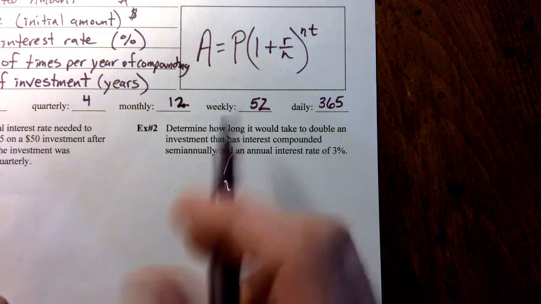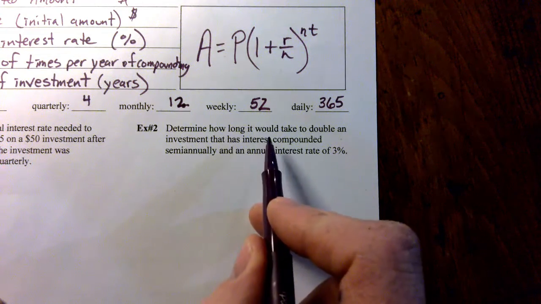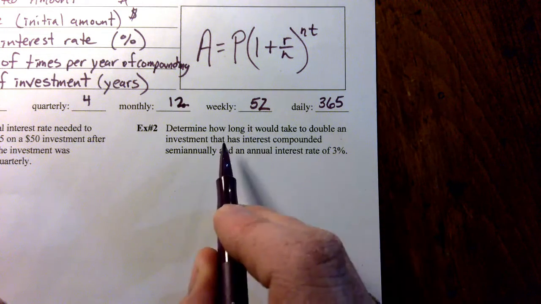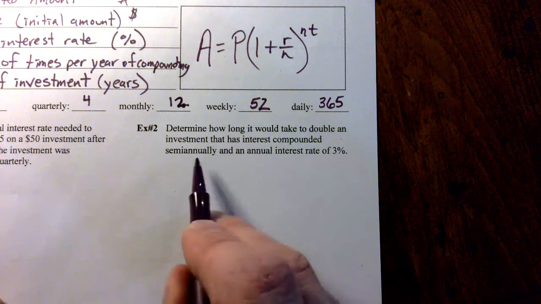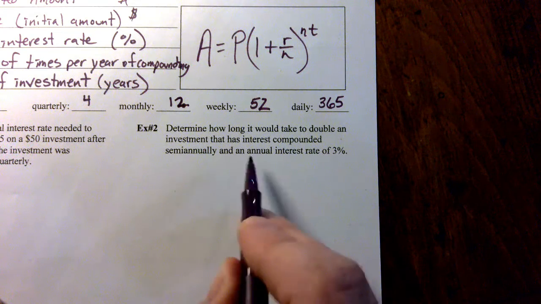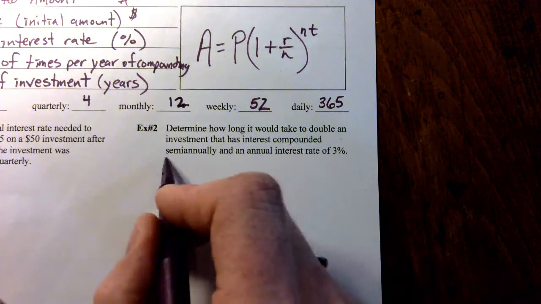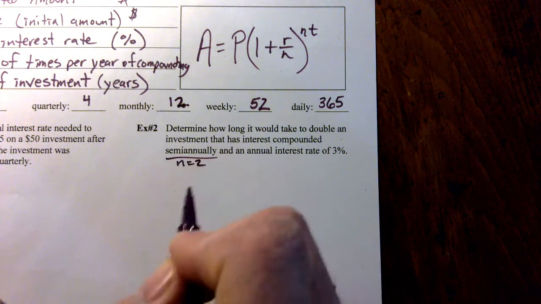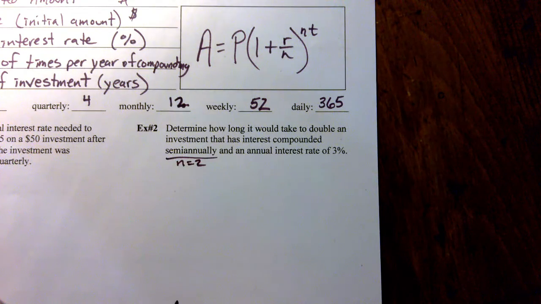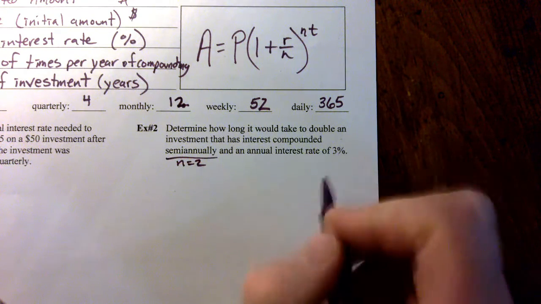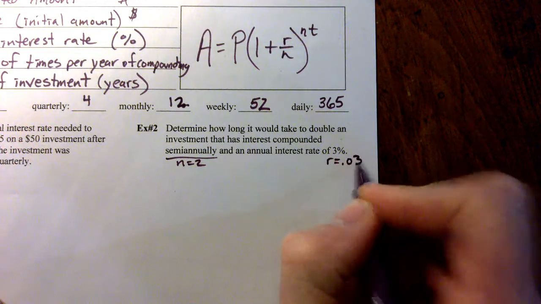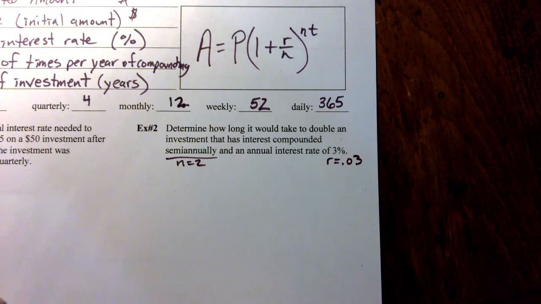So let's read through this problem here. Determine how long it would take to double an investment that has interest compounded semi-annually and an interest rate of 3%. Okay, so immediately when you see that it's semi-annually, you know that N is going to be 2, and we're going to use this formula here. All right, so annual interest rate, so our R value is going to be 0.03. We got all that coming out of that, which is good.